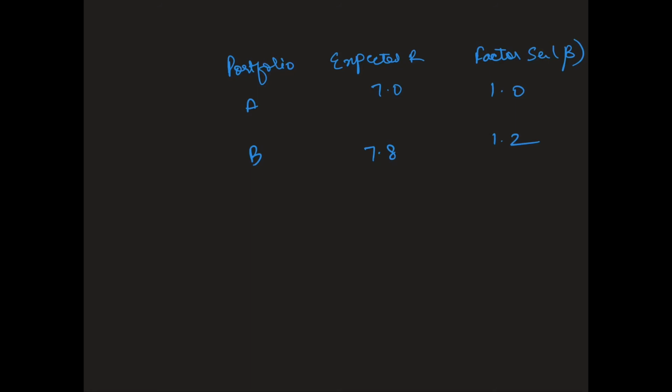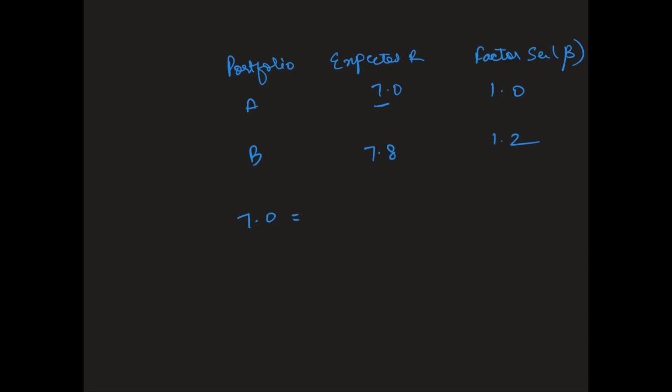You should just freeze it in your brain that whenever it says factor sensitivity, it's beta that they're talking about. All right, so what do I have to find out? Calculate the risk-free rate and factor risk premium. Okay, so this is my expected return.